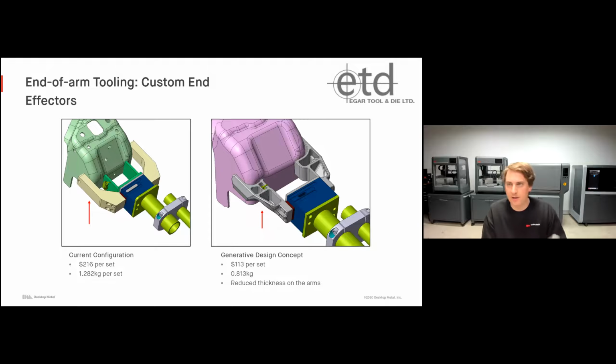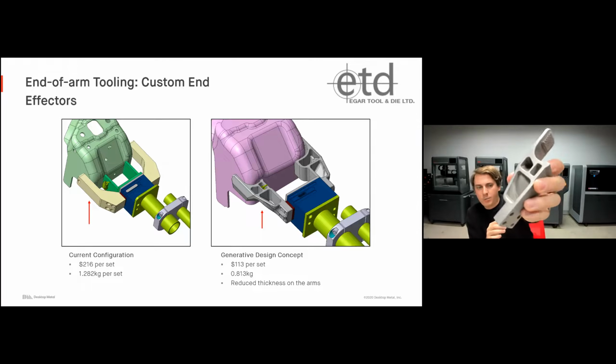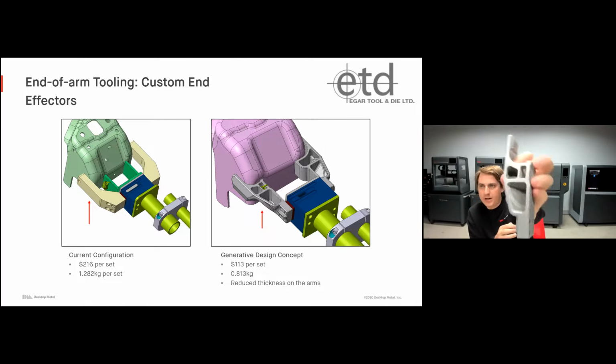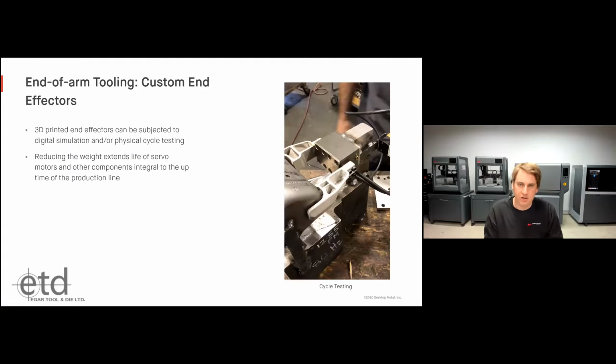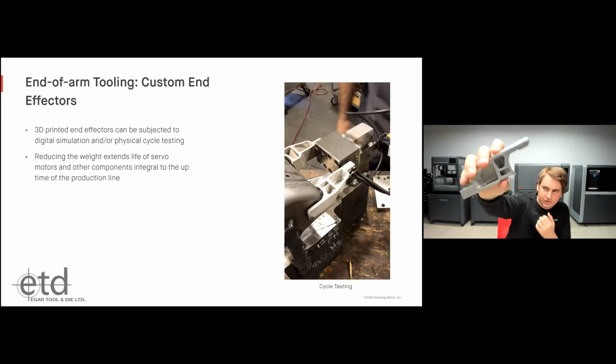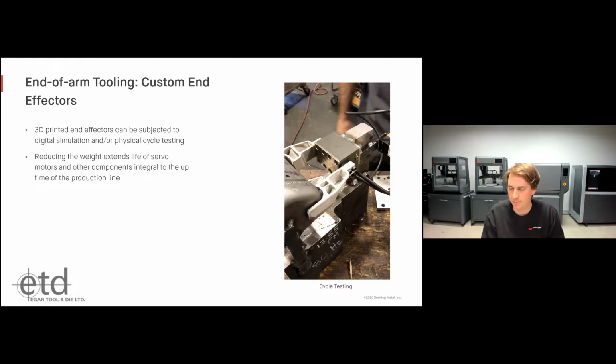On the right, you can see we have this new optimized design. We were able to actually drop the cost almost in half to just $113 per set, 0.8 kilograms. So we reduced weight, which removes mass from the end of arm, which increases the performance and reduces the wear. And of course, it's really just optimized for the application. You can see a couple pictures of it here in the actual assembly. And of course, as I mentioned before, that reduced weight with this optimized design actually extends the life of the servo motors in this automation assembly, really making it integral to increasing that production time and reducing the cycle time for this end of arm application.